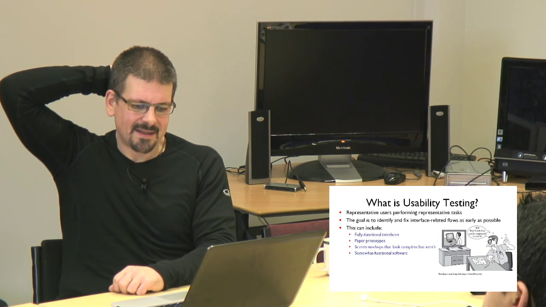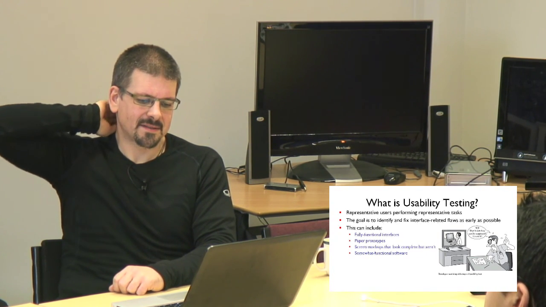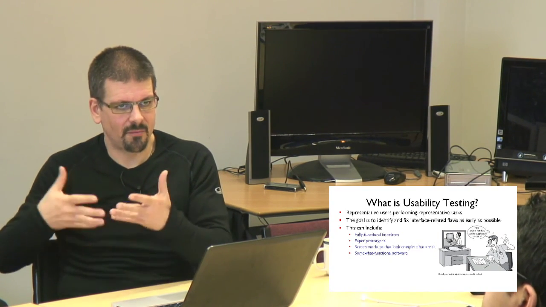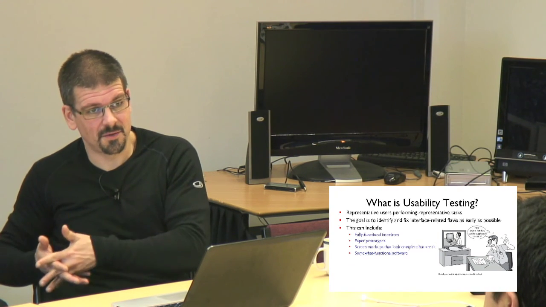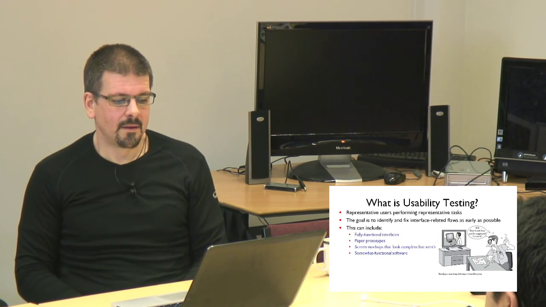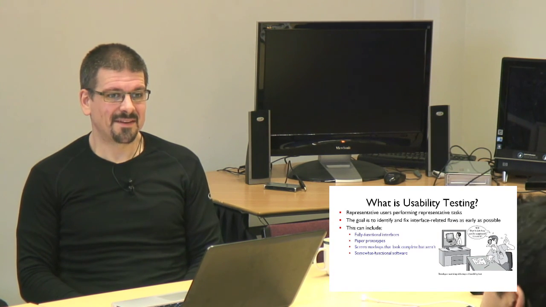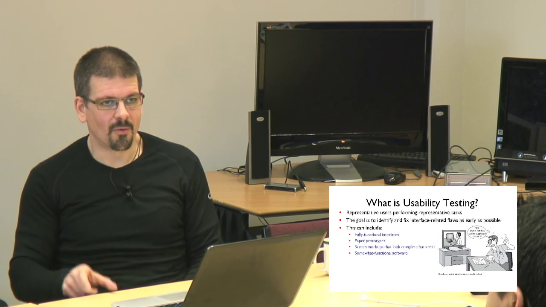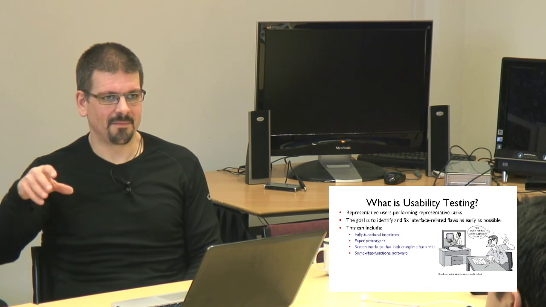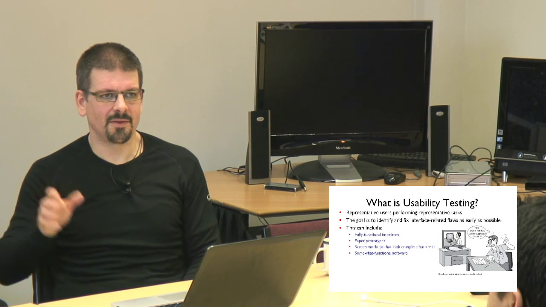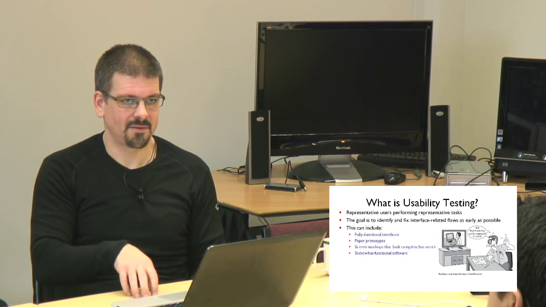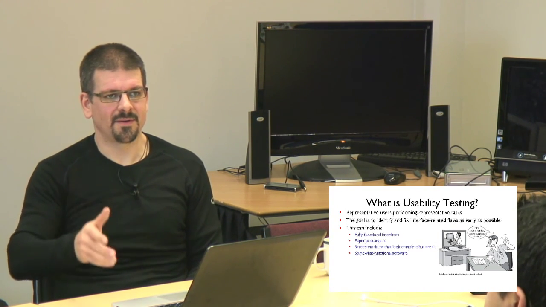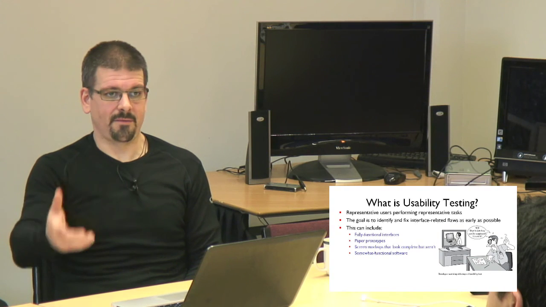So usability testing in the strict sense is basically having representative users of a representative sample of your end user population performing representative tasks, meaning tasks that would actually be performed by end users. You don't just tell them to use it; you set them specific tasks, for example: try to make a transaction, or transfer some money from your account to another account.